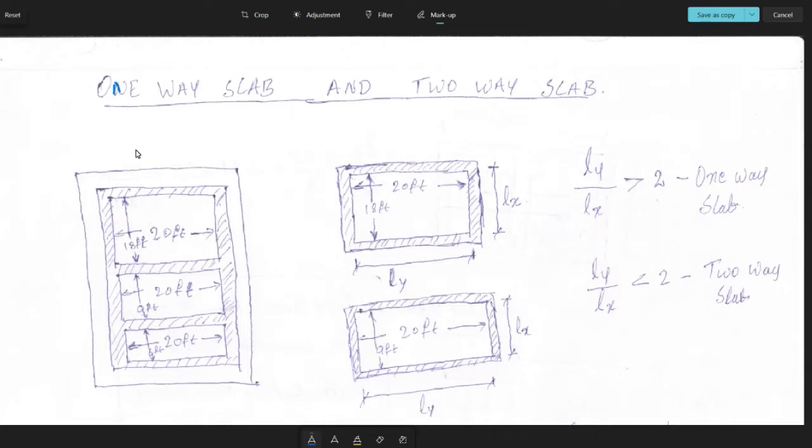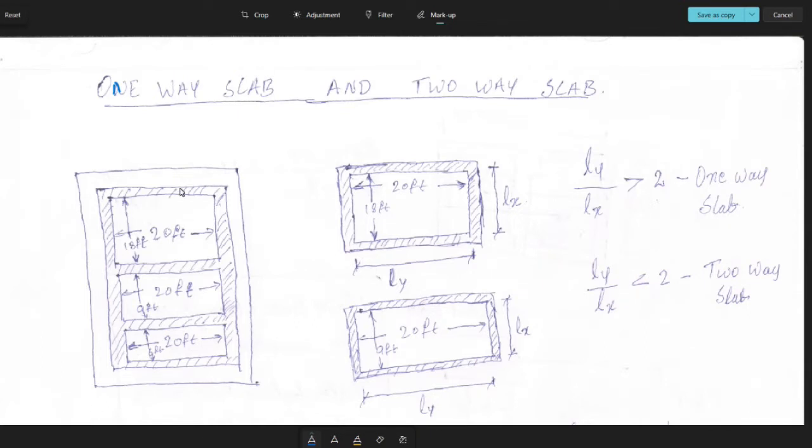So today I'm going to talk about one-way and two-way slabs. Usually whenever we're going to construct a slab, on the basis of the room dimensions, we're going to decide between a one-way and a two-way slab. So all such things I'm going to discuss in today's video.